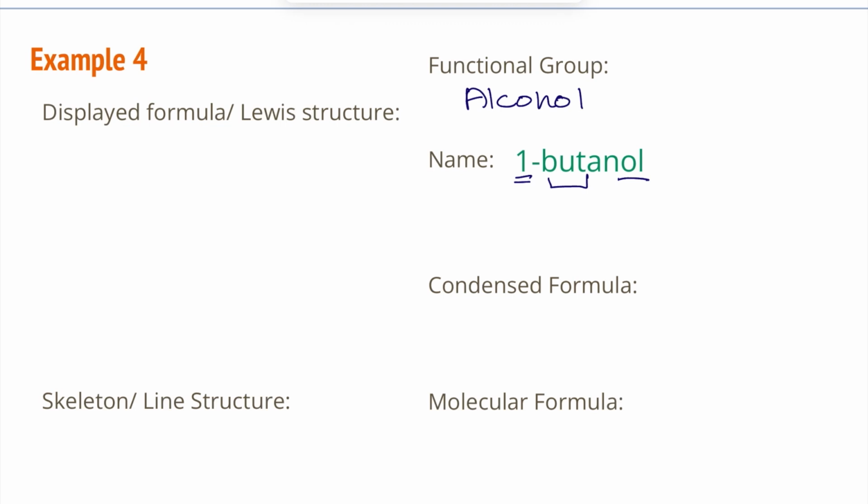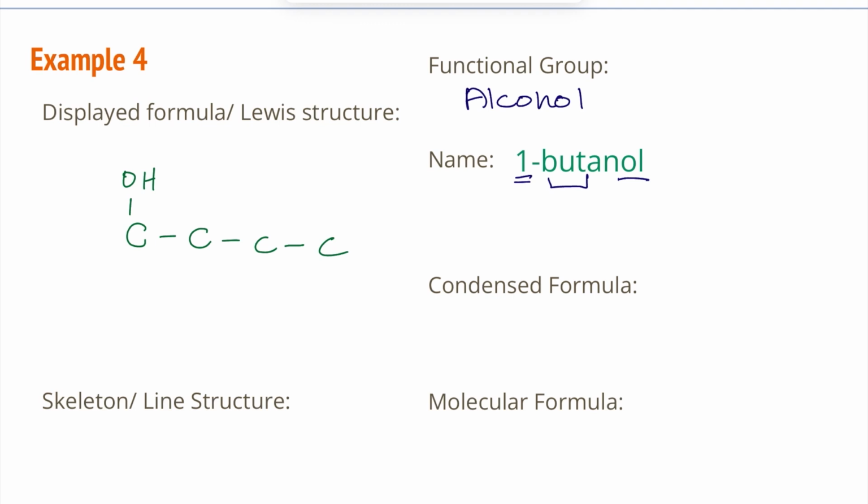So I'm going to draw my chain of 4. 1, 2, 3, 4. And that is going to be an alcohol group. An alcohol is an oxygen hydrogen coming off of the first carbon. And you can just do this with a line with an OH. You could also, if you want, do this with an oxygen and then a hydrogen off of it. Either of those are fine. You can just do that OH.